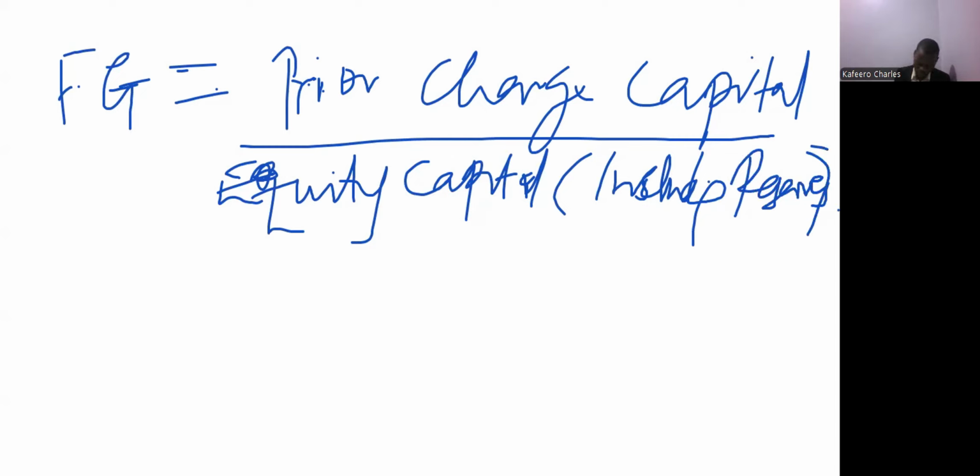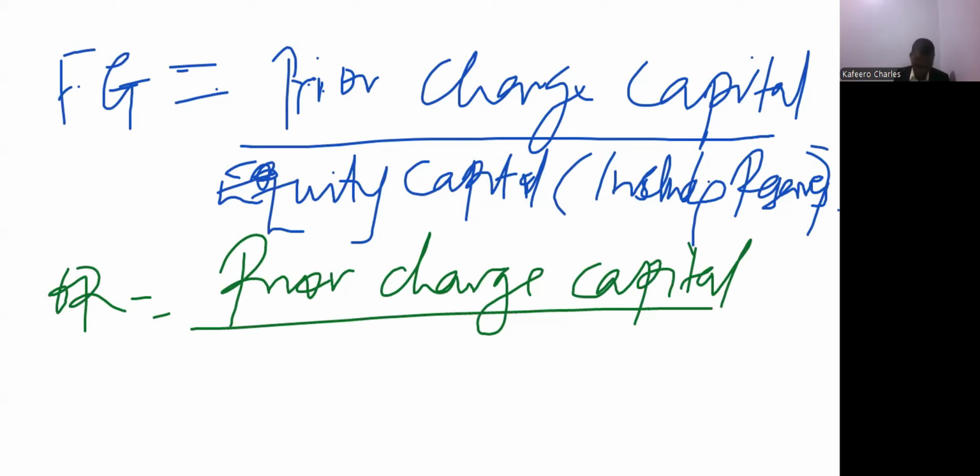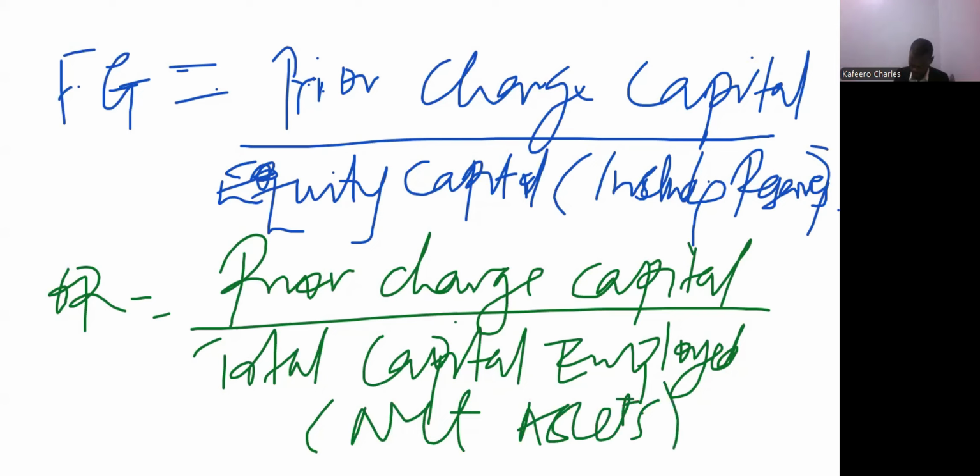So that's one method. The other, you could use prior charge capital over total capital employed, or what we call the net assets. You know, capital employed is net assets.